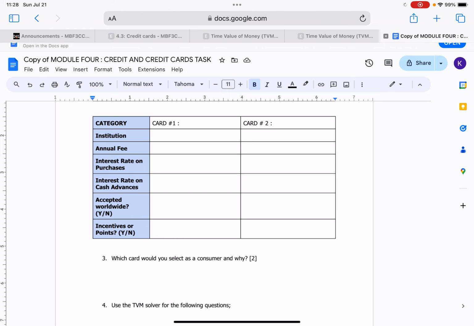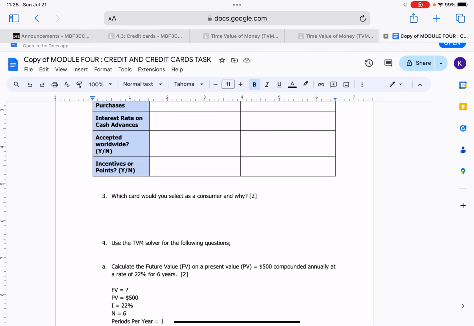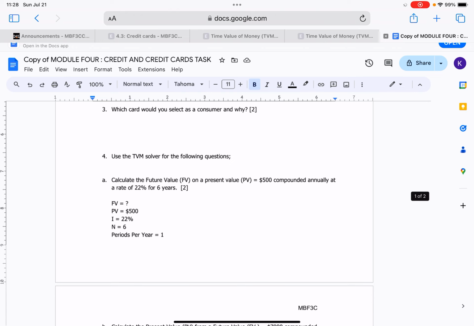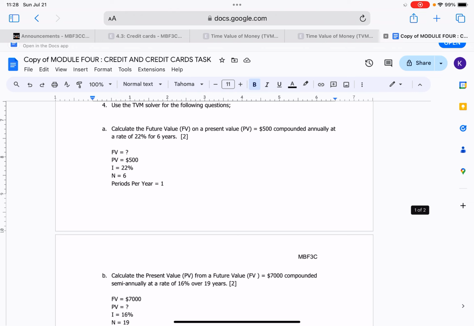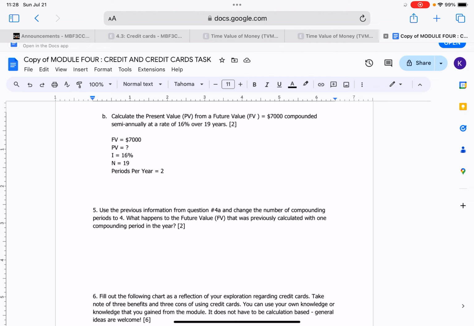And any incentives or points, so that could be like travel. Maybe you get a cashback bonus like Costco does. Maybe you get a gift certificate or some sort of welcome bonus. And then some of these reflection questions, so just about you as the consumer using the credit. For question 4, you're using that TVM solver. So you're basically just filling out all these values and clicking enter. There's one future value, one present value.